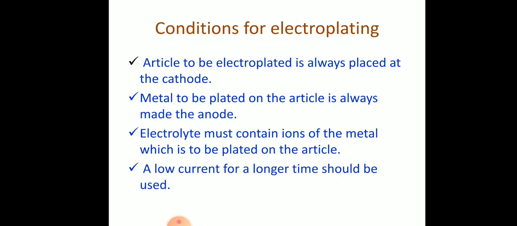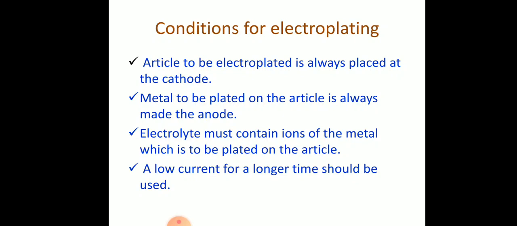What are the necessary conditions for electroplating? Number one, the article to be electroplated is always placed at the cathode. So the article which we want to layer with another metal, you need to place at the cathode. And the metal to be electroplated on the article is always made the anode. The metal which is going to cover the other metal, you need to place at the anode. Next, the electrolyte must contain ions of the metal which is to be plated on the article.